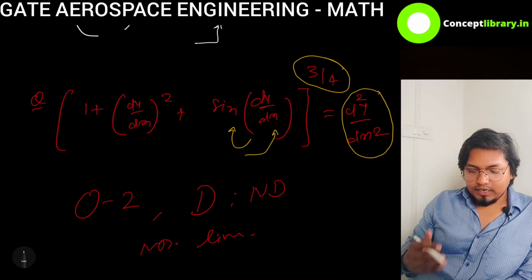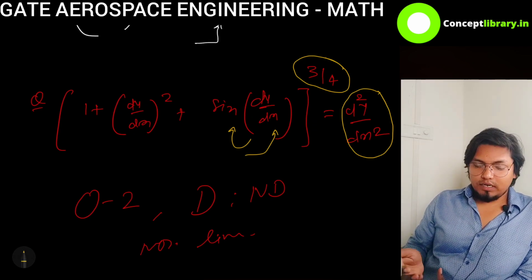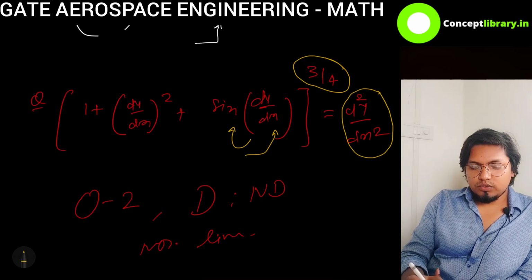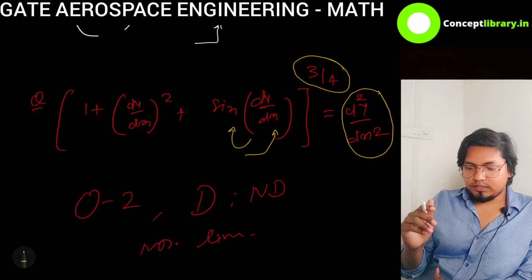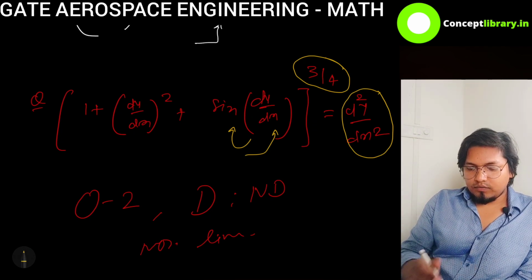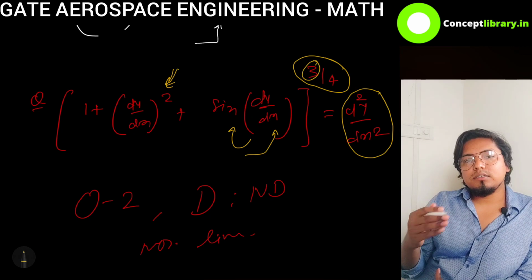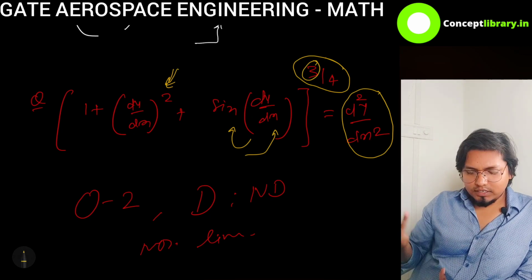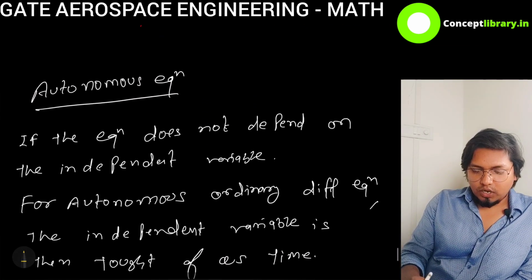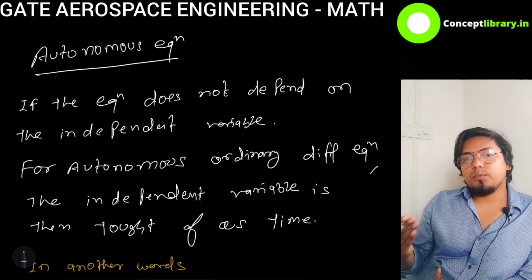And whether it is linear or non-linear is very clear. Here you can see power 2, so multiplication 2 times, so it is non-linear. And of course here power 3 is there, so again it is non-linear, because it is visible. Now you understand what is an autonomous equation.